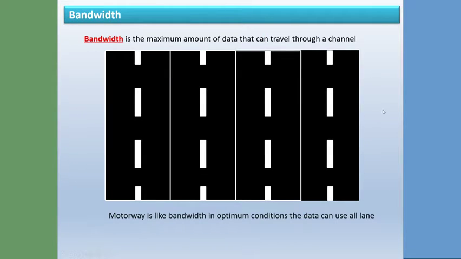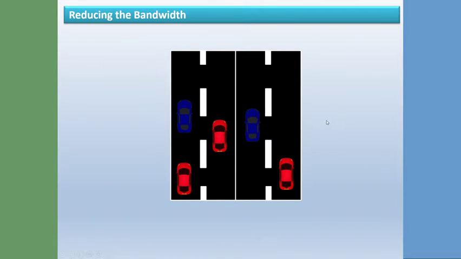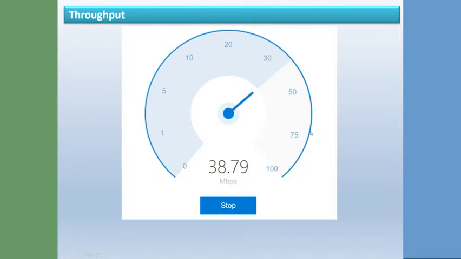Bandwidth is the maximum amount of data that can travel through a channel. Think about a motorway. That is an idea of bandwidth. We can transfer many more cars across a multi-lane highway compared to a dual carriageway. We still transfer cars, but a lot less. Throughput is how much data we can push down a connection. In this example, we can see it's nearly 40 megabits per second. So that's the speed of our transfer for our internet.